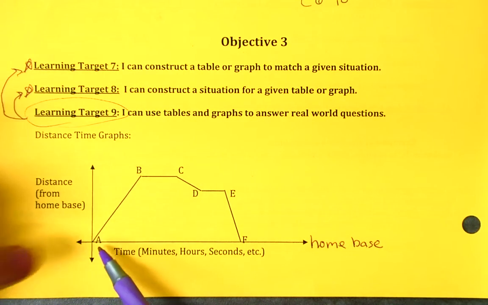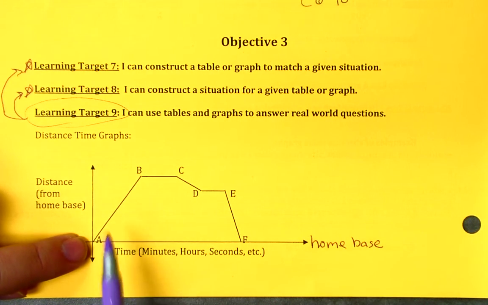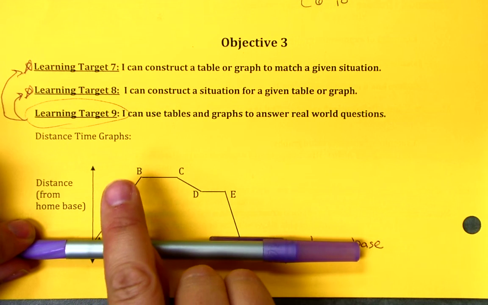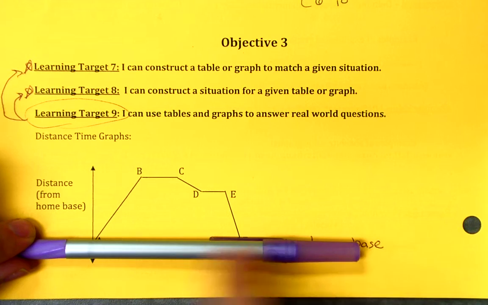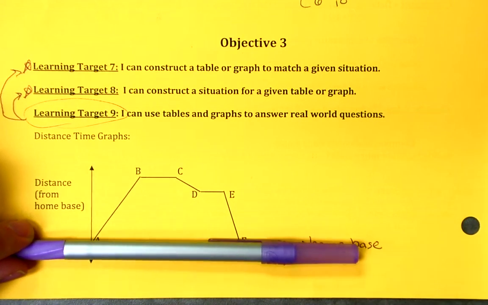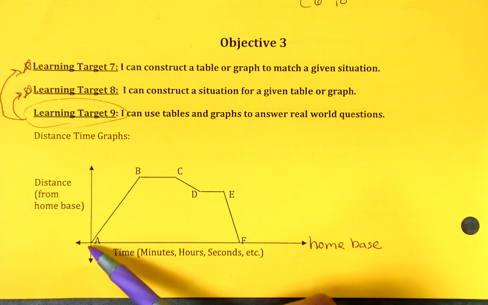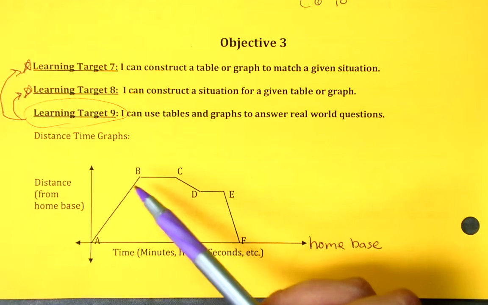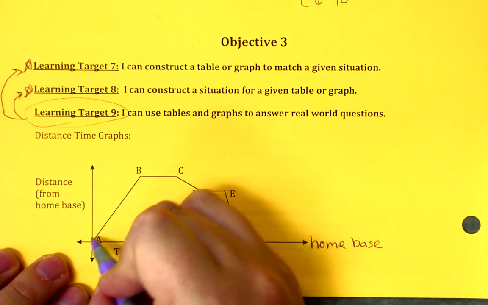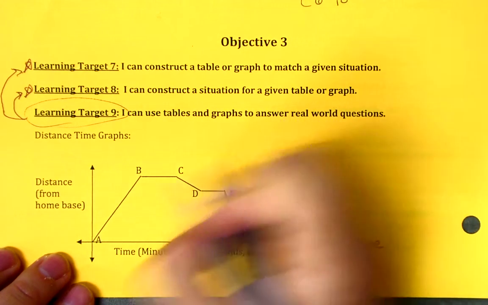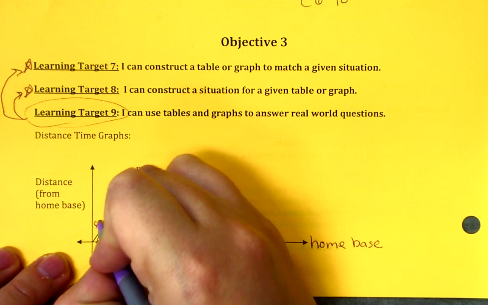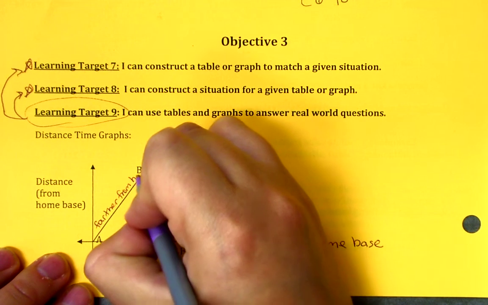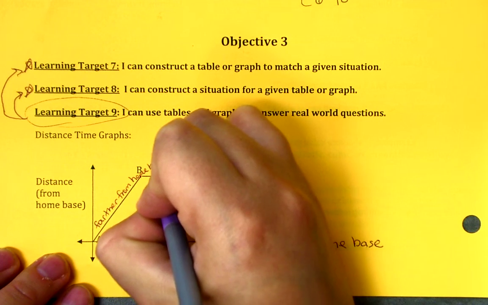Now the line, as it's getting far, if this is your home base down here, as the line is getting farther and farther and farther away from your home base, that means in real life, the object or the person is getting farther and farther away from their starting point or starting place. So along this line, we're going to write farther from home base.